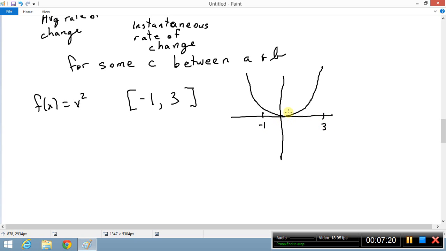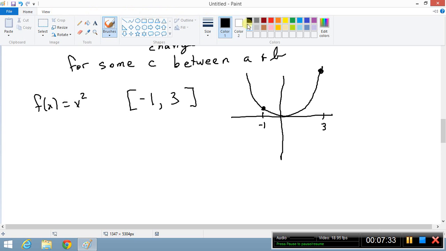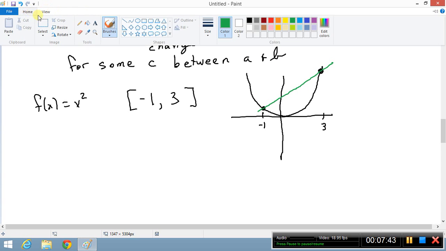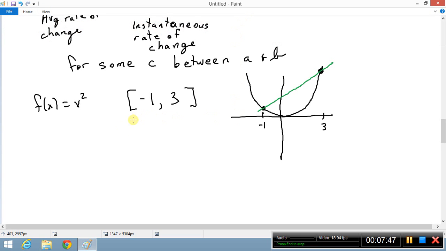Okay, so what's the average rate of change in going from -1, which would be that point, to that point? I can draw the line again. Let's do it again in green. That's the line that connects these 2 points. So you just go just like that. And that's the line connecting those 2 points. That's the average rate of change. And we can compute that.